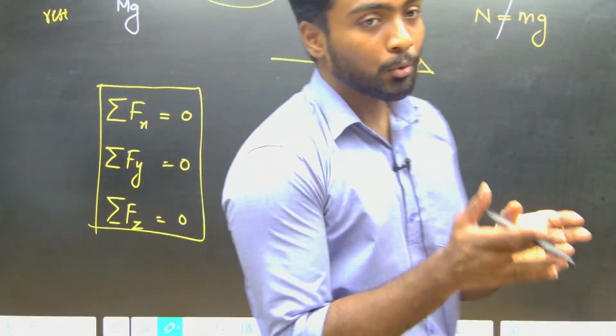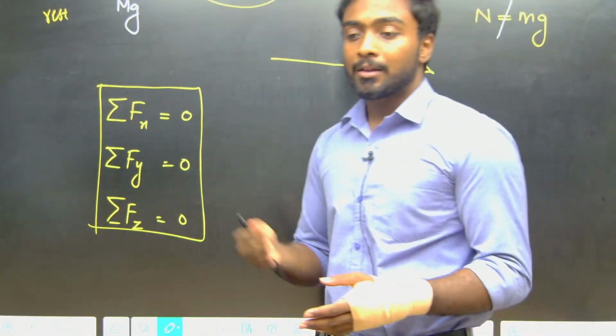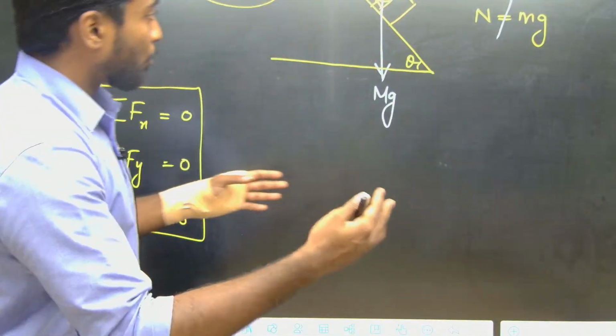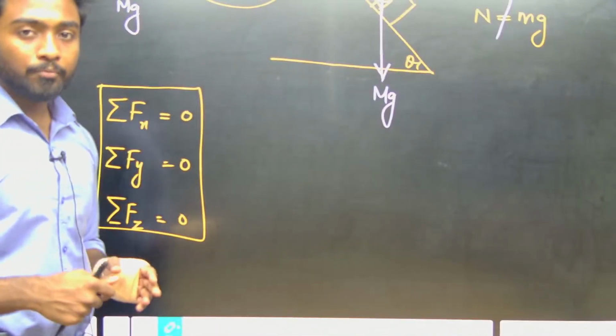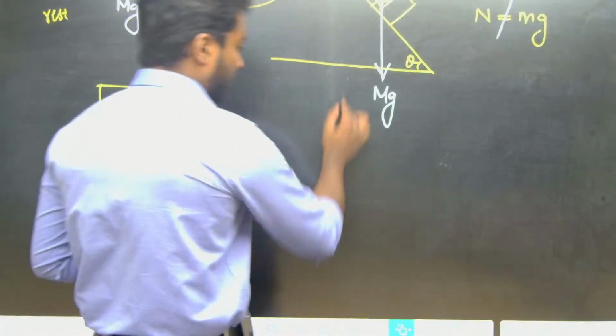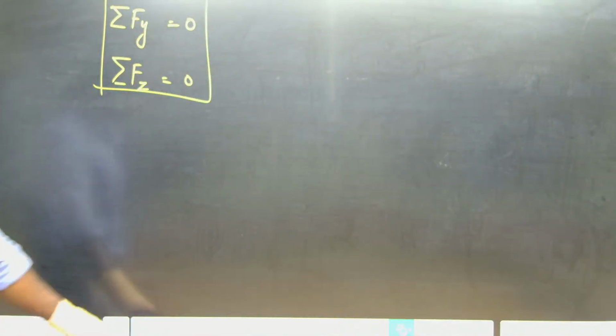Sir, how to take them in an equilibrium condition, how to write it from a mathematical point of view? You told it is not equal, sir, then how? Yes, I will tell you here.